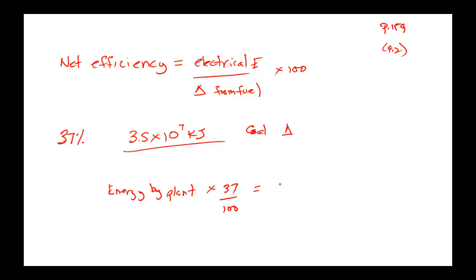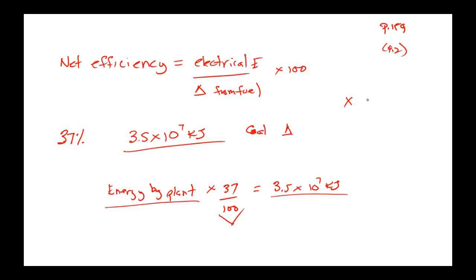So the house, we said it needs 3.5 times 10 to the 7th kilojoules. So what we don't know is how much energy we have to generate at the plant so that when it gets to your house, it delivers the required amount of energy of 3.5 times 10 to the 7th kilojoules. Knowing that the plant to your house only has an efficiency of 37%, or 37 over 100. So this is an algebra problem. We're going to solve for energy by the plant. That's our x.